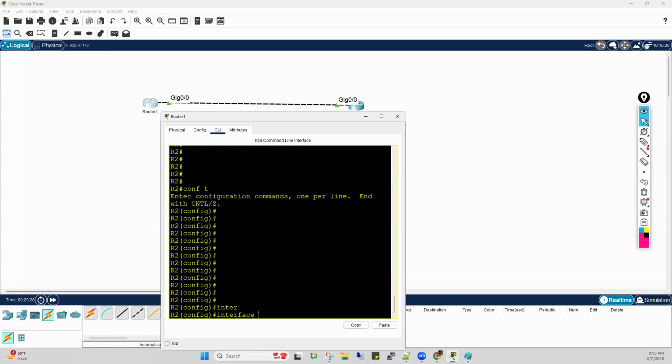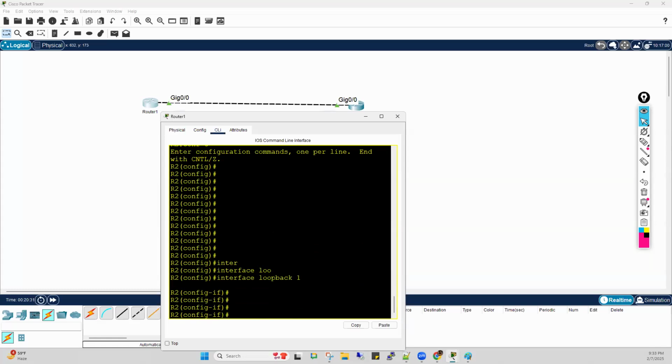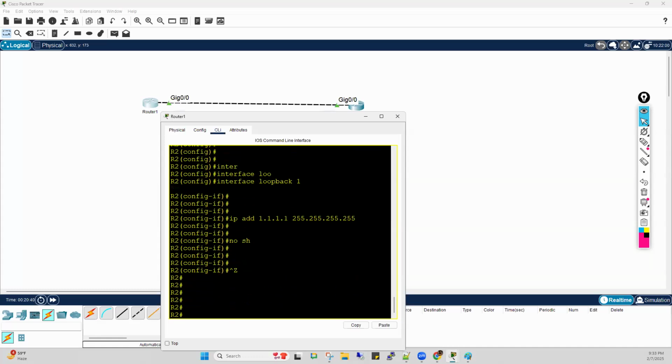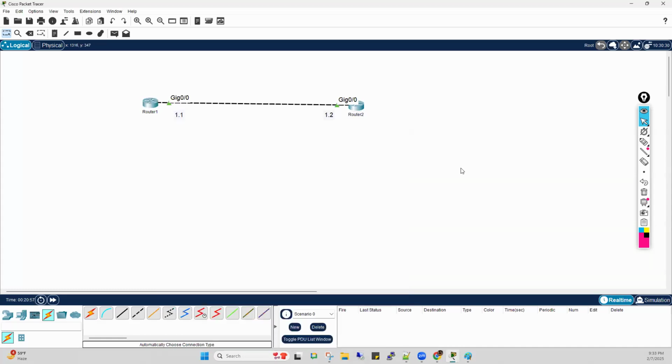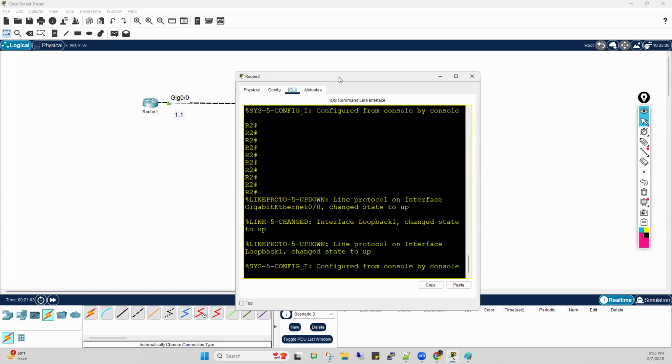For example, I am configuring interface loopback 1, IP address 1.1.1.1 255.255.255.255 and no shutdown. So guys, what am I doing? I am on R1, but I am able to configure R2. Getting my point? Everyone, yes or no? Right? So guys, basically this is all about telnet, and this is the way we configure telnet.